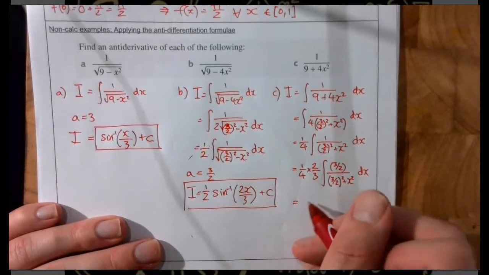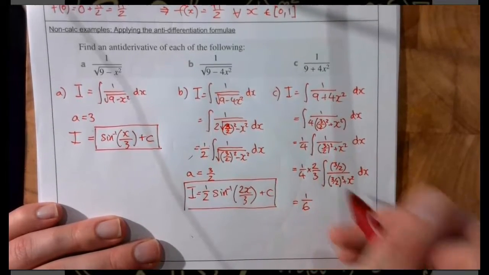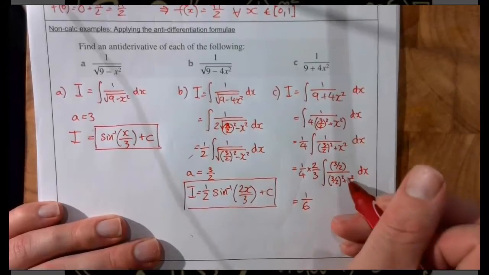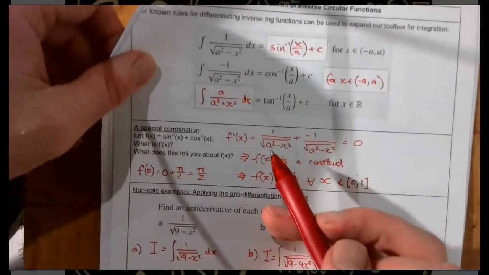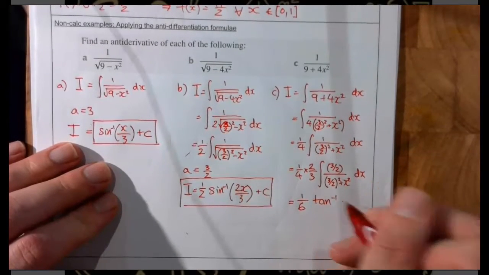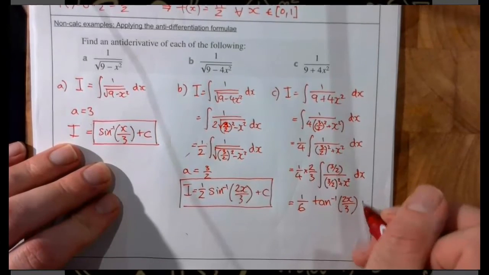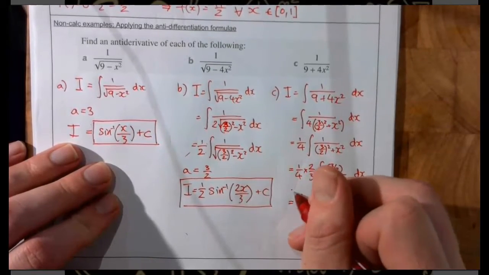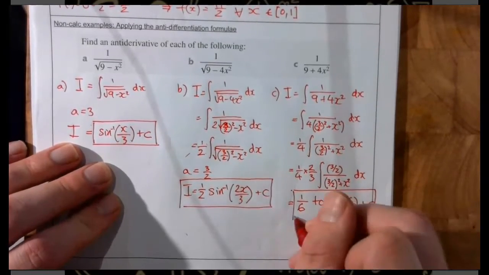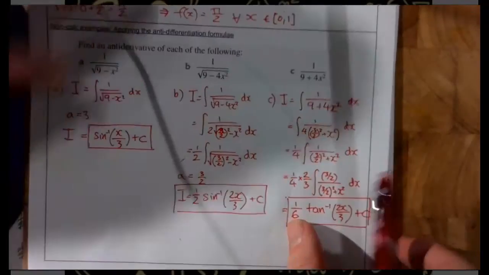So what's going on here? Well, I've got a sixth, because that's a quarter times 2/3, times this integral, and this integral now matches this exactly. So it's a sixth times tan inverse of 2x over 3 plus c. And that's our result.